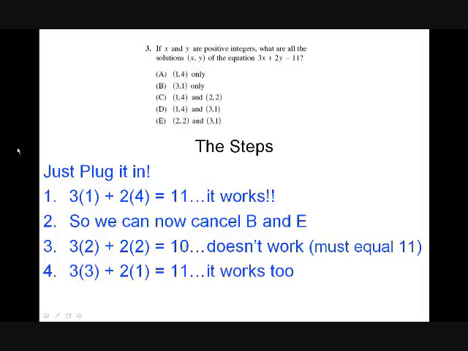So 3 times 3 is 9, plus 2 times 1 is 2. 9 plus 2 equals 11. So that works as well. So we know that the answer is D because it has both of the coordinates that work to equal 11 in our equation.